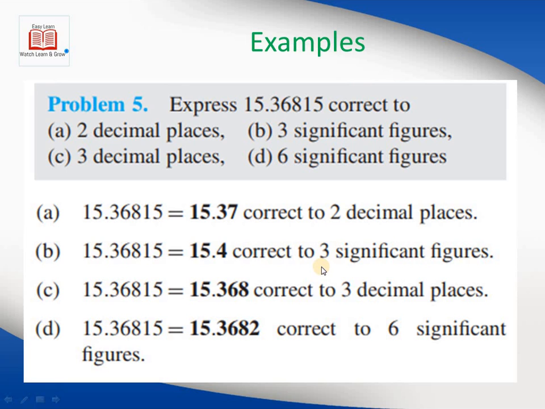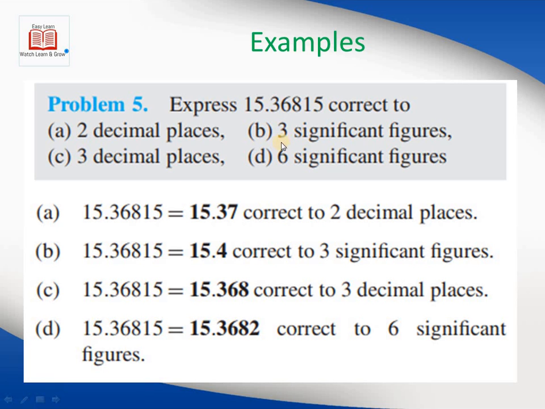Here we are going to discuss an example: express 15.36815 correct up to 2 decimal places. If we are going to make this correct up to 2 decimal places, we have to start the counting after this dot, that is 36, 1, 2. We have to change 15.36815 to 15.36. So this is the last digit, 6. So watch the next, that is 8. It belongs to the 5 or 5 plus category. Then we have to increase this 6 by 1, that is 15.37. Now it is correct up to 2 decimal places.